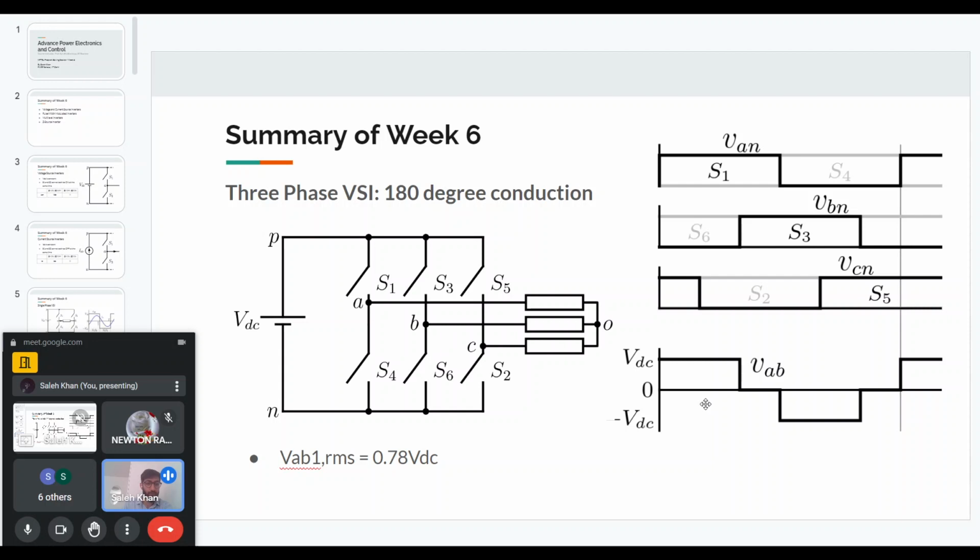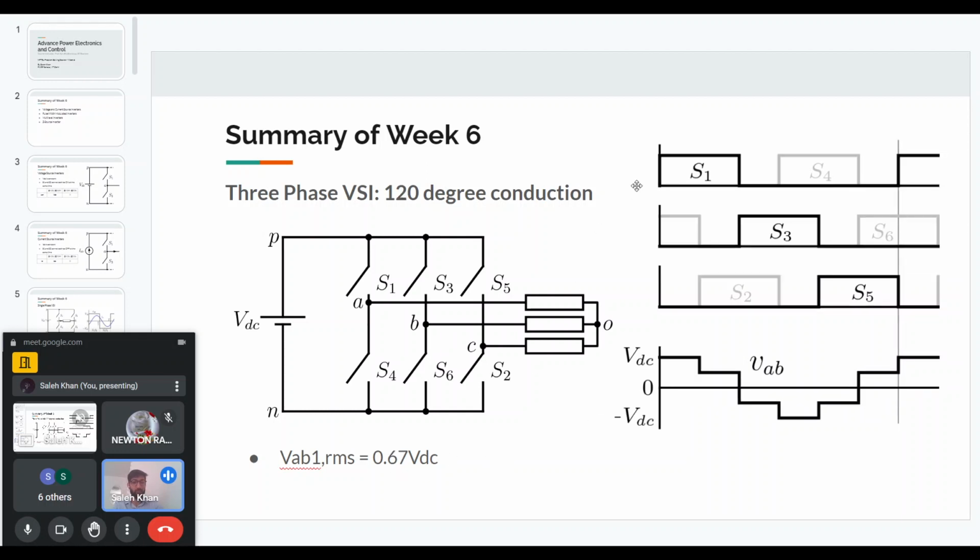Then you can find the line voltage between two lines by subtracting the VAN and VBN voltage, for example, for VAB. Similarly, you can do it for VBC and VCA. You will find that the shape is the same, just phase shifted by 120 degrees or 240 degrees. You can also find the RMS or the fundamental of this quasi-square waveform. It will be 0.78 times VDC.